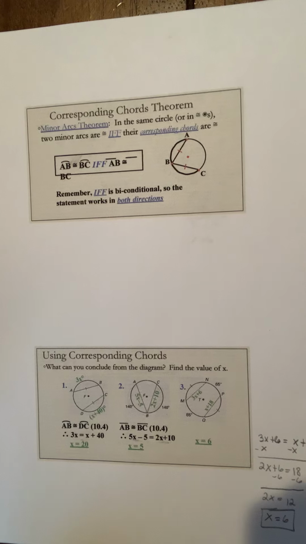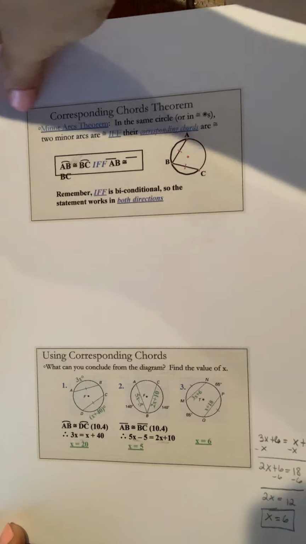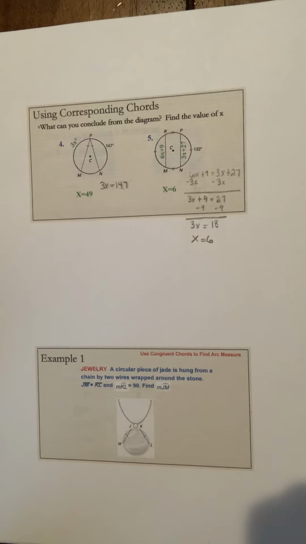It's so hard doing this. Okay, so I just set the two equal to each other. I've moved my X over, and then I move my constant over, and I got X equals 6. All right, so let's just keep moving because I'm losing light.